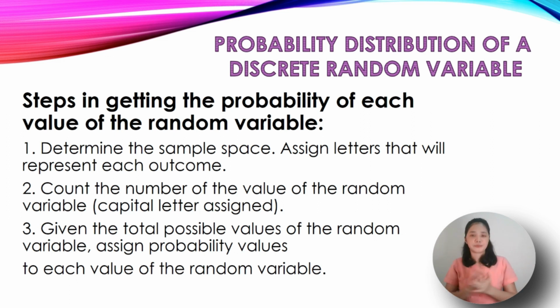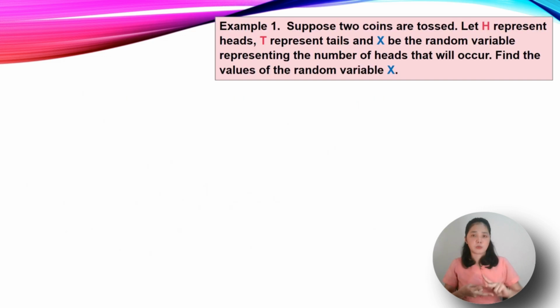So let us start. Probability distribution of a discrete random variable. These are the steps in getting the probability of each value of the random variable. Number 1, determine the sample space. Assign letters that will represent each outcome. Number 2, count the number of the value of a random variable. Capital letters are assigned. Number 3, given the total possible values of a random variable, assign probability values to each value of the random variable. For us to know this better and to understand this, let's have a concrete example.